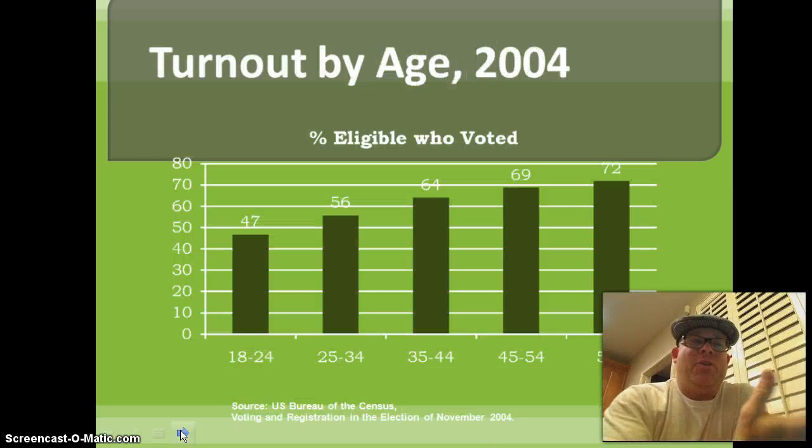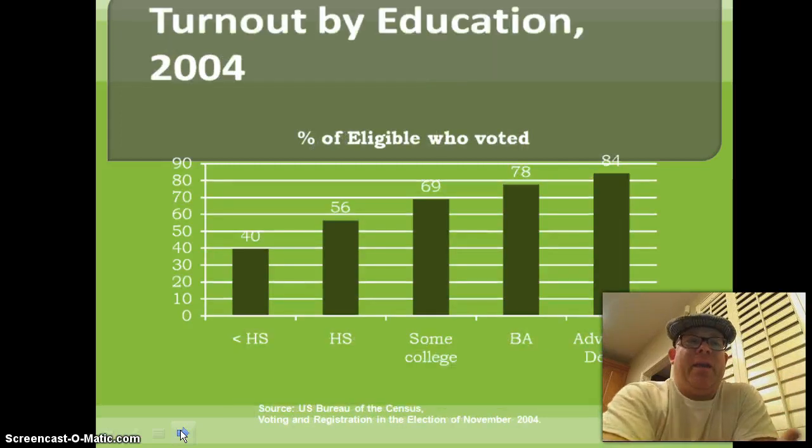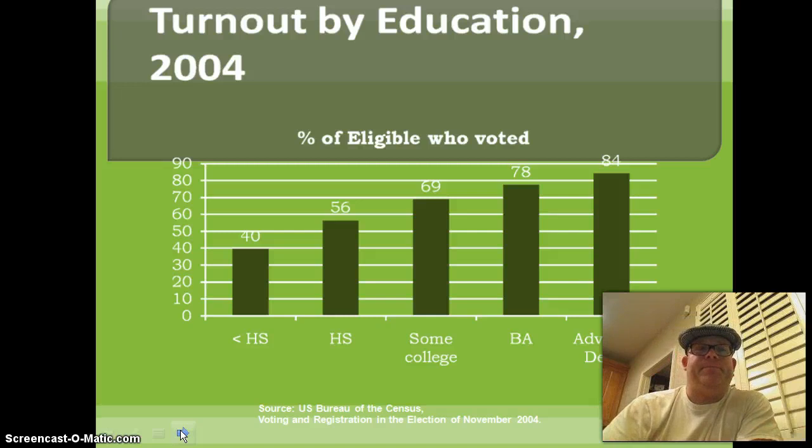All right, turnout by age, who voted. If you look at the different age groups there, you'll notice at 55 and above, it jumps to 72%. And you'll see that your age group there at the bottom, 18 to 24, is also very low, 47%. Turnout by education, again, here we go. Less than high school, 40%. Advanced degree, that means a master's degree, something beyond a bachelor's, almost 84%. So a very, very high voter turnout. The more education you have, the more voter efficacy you'll have.